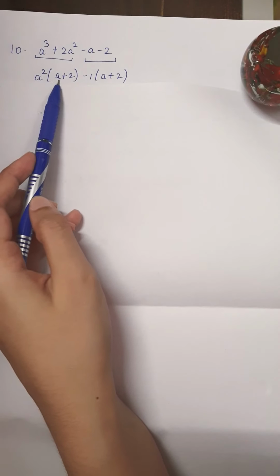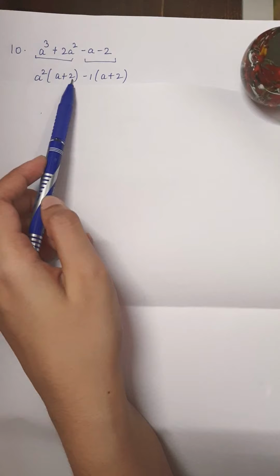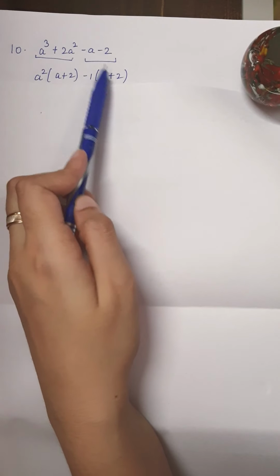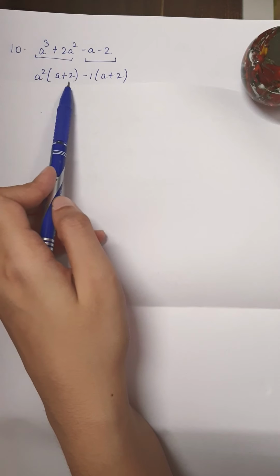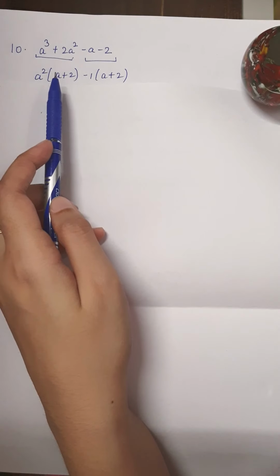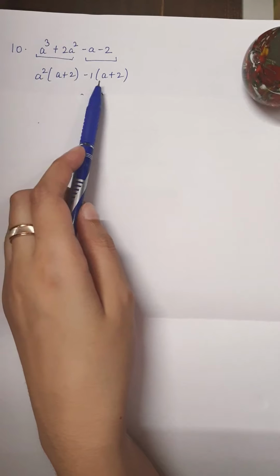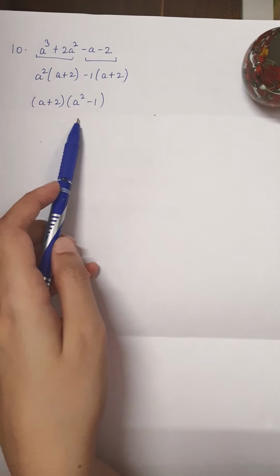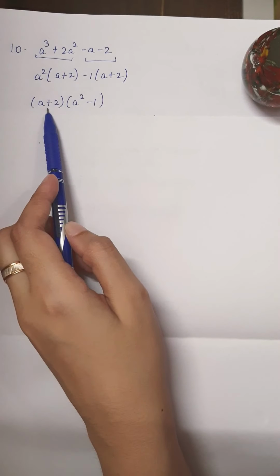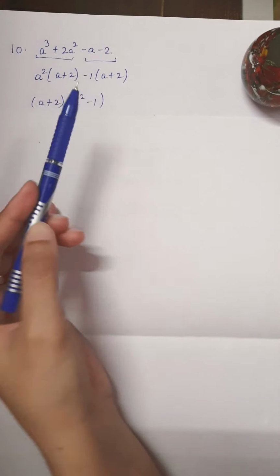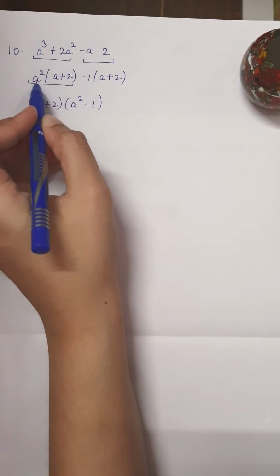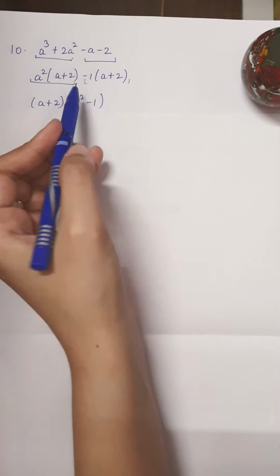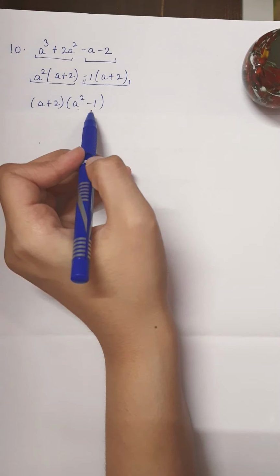Let's multiply. A cube, correct. 2a square, correct. Minus a, right. Minus 2, right. So that means grouping is perfectly fine. Now if you can see, the 2 brackets are same, so this bracket we can take out common. So a plus 2 we have taken common. So from first term we are left with only a square, and from this term we are left with only minus 1.